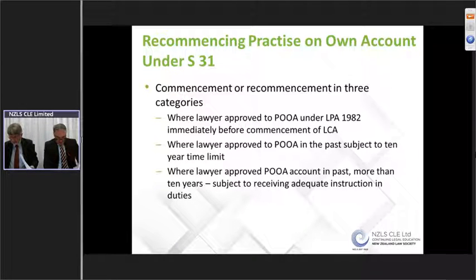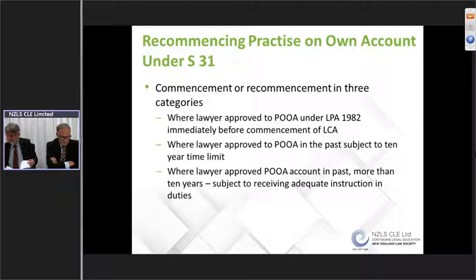My next slide is concerned with practice on own account under Section 31, which is recommencing. So this is the category of case where a lawyer has been approved at some point in the past and now wishes to re-enter practice on their own account. There are three categories that are considered under this section. Subsection 1, where the lawyer was approved to practice on own account under the Law Practitioners Act immediately before the commencement of the Lawyers and Conveyancers Act. I won't focus on that too much.